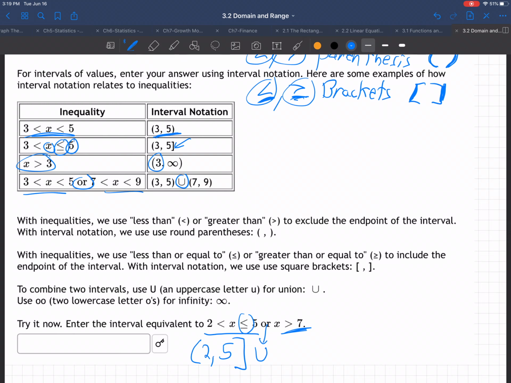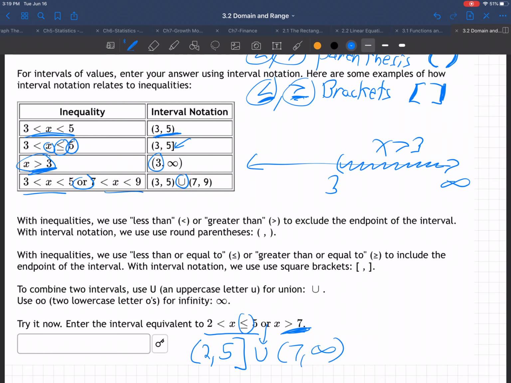x is greater than 7. How do you say greater than 7? Well, that's where we bring in the infinity, just like here, x greater than 3. See, on a number line, I think that's the easiest way to see it. You can go from 3 to infinity, huh? That's greater than 3. That's all the numbers from 3 on up, 3 to infinity. So greater than 7 would be 7 to infinity.